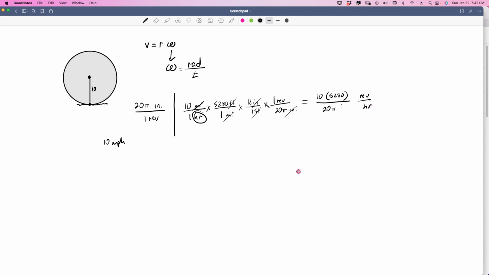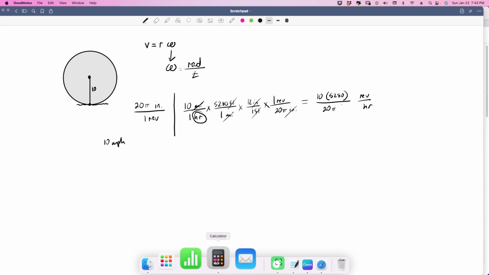That's all you're doing. This is revolutions per hour. I wanted to know how many revolutions we were going. If the wheel was going at 10 miles per hour, how many revolutions is that in an hour? Well, that's revolutions per hour. That's what we just did. So you could do the calculation and you would find that, well, let's just see what we find.